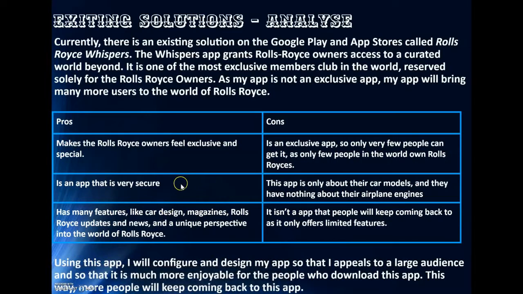So here I'll analyze the existing solutions for my app. Currently there is an existing solution on the Google Play and App Stores called Rolls-Royce Whispers. The Whispers app grants Rolls-Royce owners access to a created world beyond. It is one of the most exclusive members apps in the world and is reserved solely for the Rolls-Royce owners. As my app is not an exclusive app, my app will bring many more users to the world of Rolls-Royce.